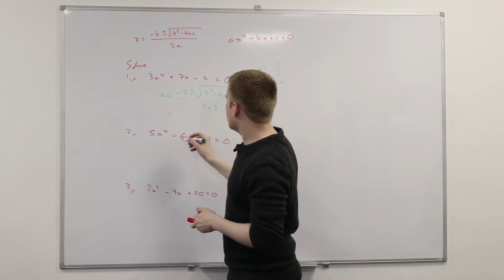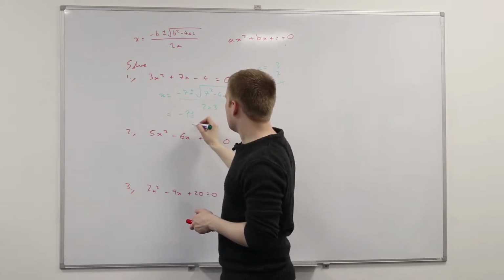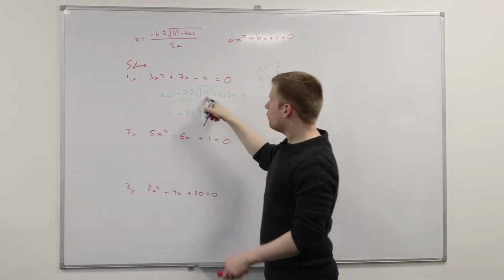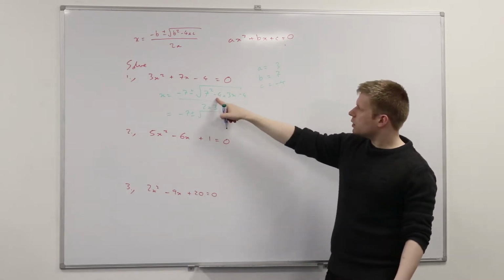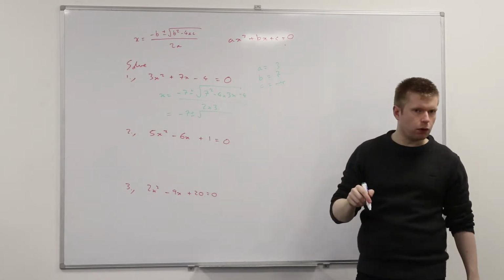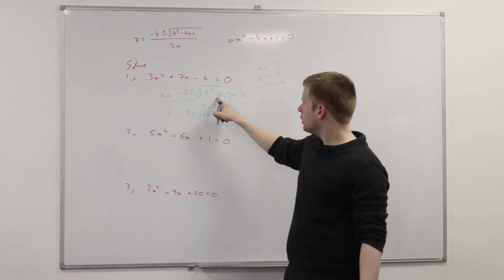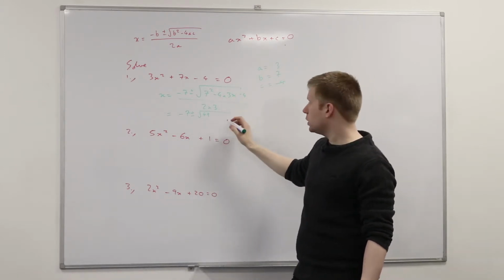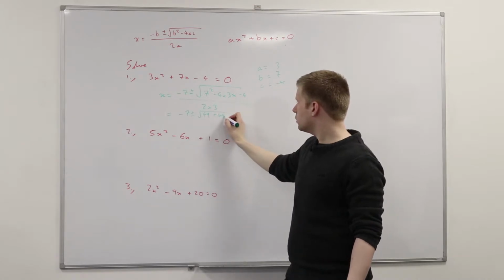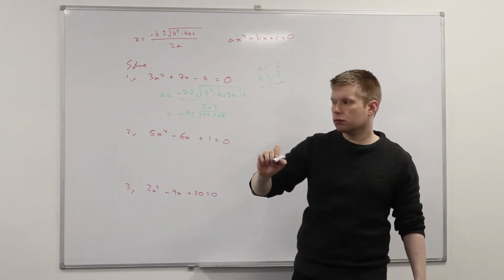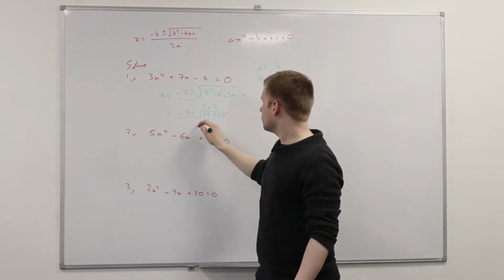Okay. So I get -7 plus or minus. Now I think about this: 49 minus 4 times 3 times -4. So would you be happy that becomes 49 plus 4 times 3 times 4, that is 48? Would you be happy with that? Yes. All divided by 2 times 3, which is 6.